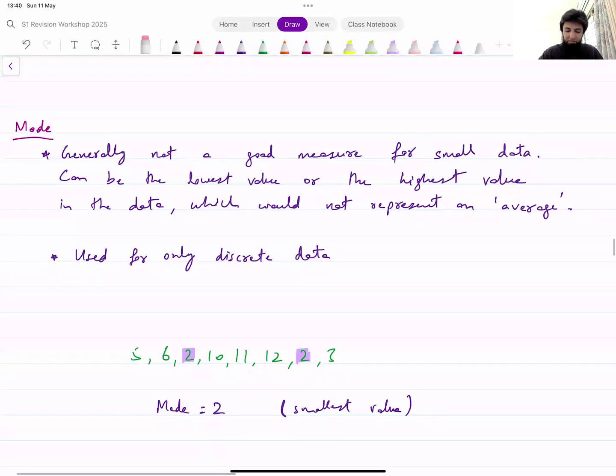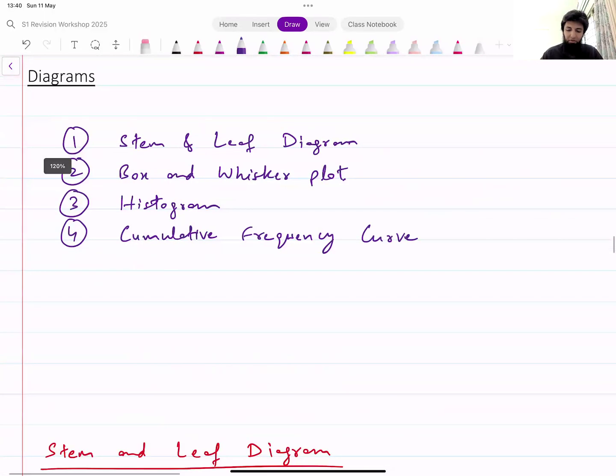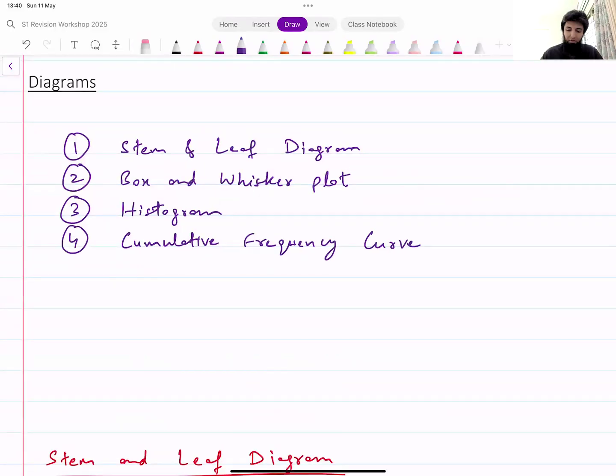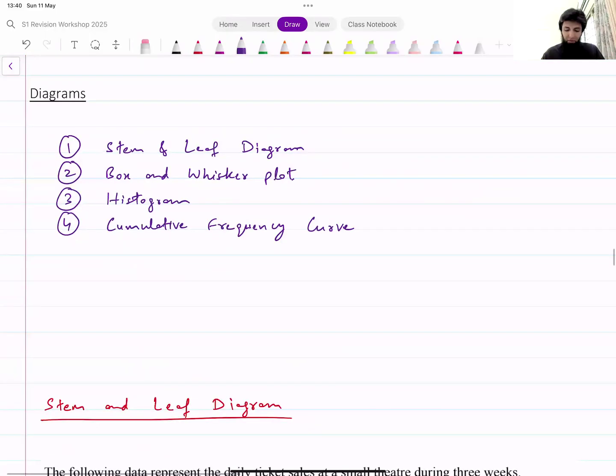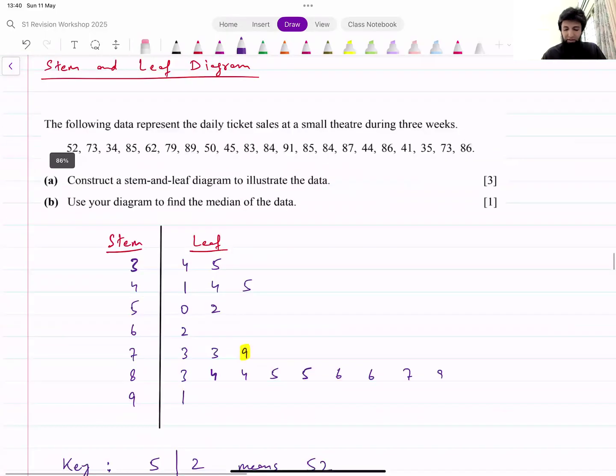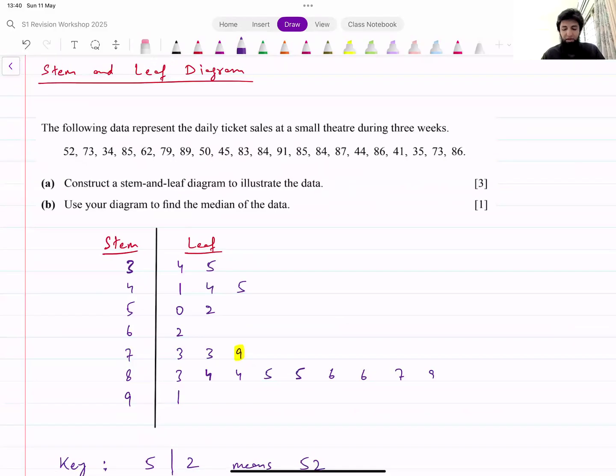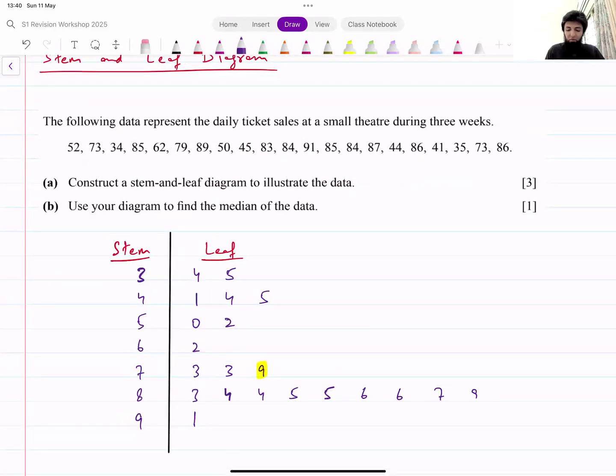Okay. All right. Then we've got some diagrams. There are 4 diagrams that you have in your syllabus: stem and leaf, box and whisker, histogram, and cumulative frequency curve. Now, what about stem and leaf? First of all, you've got this data. Let's say you want to draw a stem and leaf diagram. Stem and leaf diagram looks like this. You've got 2 columns. One column represents the stem, the other represents the leaf.